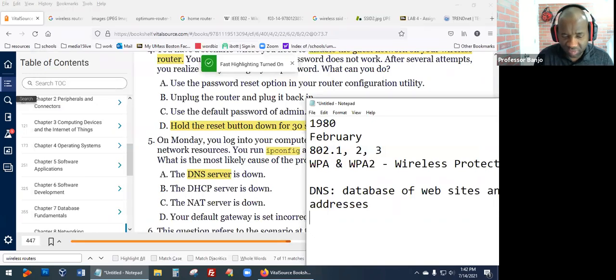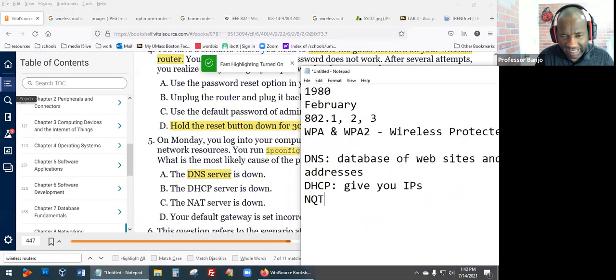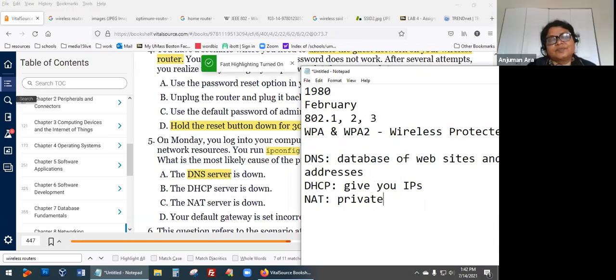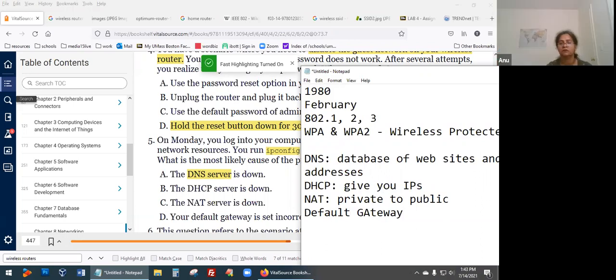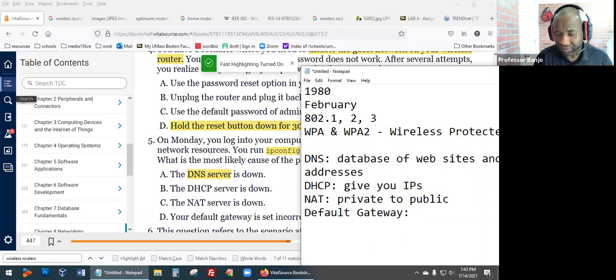Your DHCP, I know the DHCP is what? Its job is to give you IPs, right? The DHCP server gives you your IP addresses. NAT is what? Network address translation. Private to public, right? And the default gateway, router. That is the router, your network router.